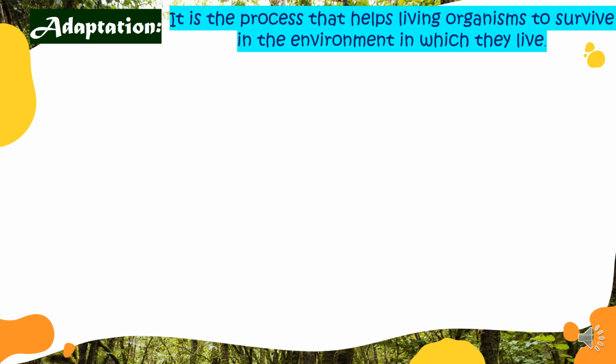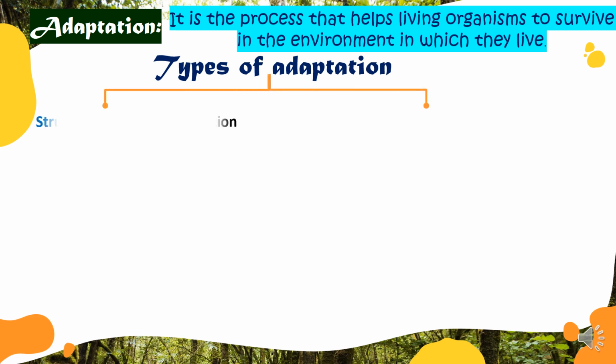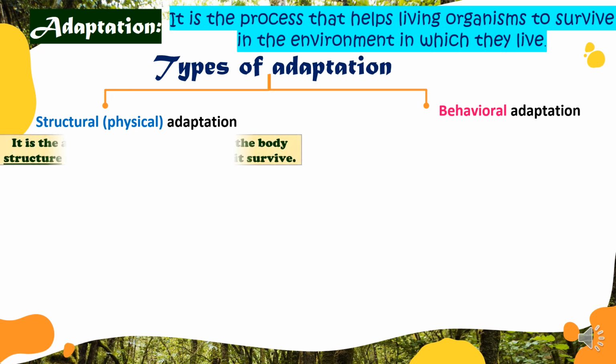So, from here, can you tell what's meant by adaptation? Adaptation, it is a process that helps living organisms to survive and stay alive in their environments. And we have two types of adaptation. Number one is the structural or physical adaptation, and the second one is behavioral adaptation.